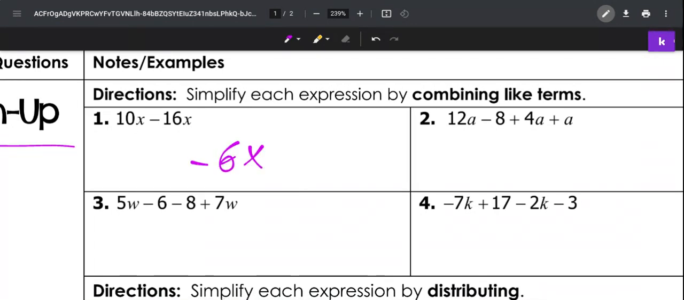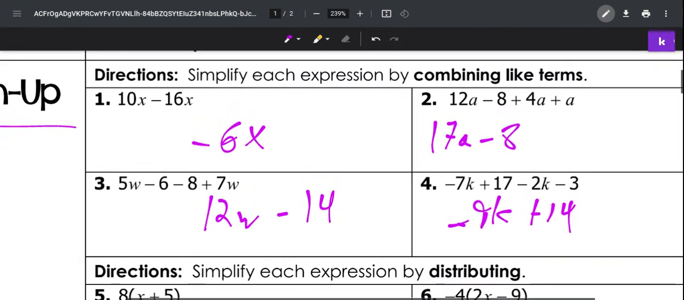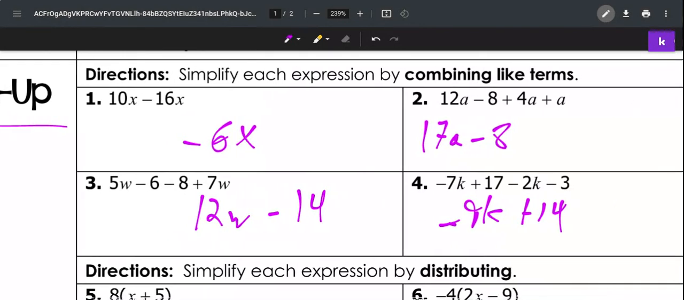You should get negative 6x, 17a minus 8, 12w minus 14, and then negative 9k plus 14. All right. So that's the first part. Let's make sure we know how to do that.